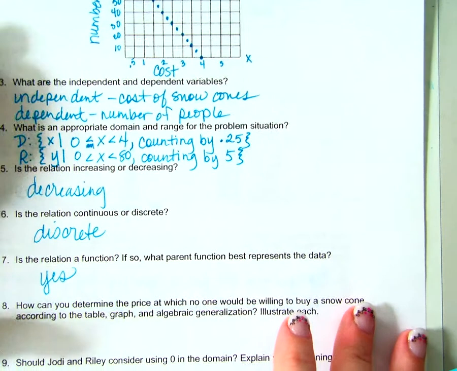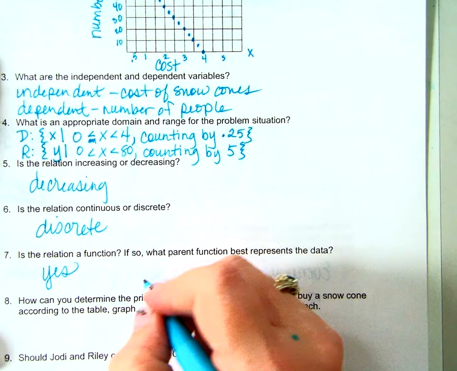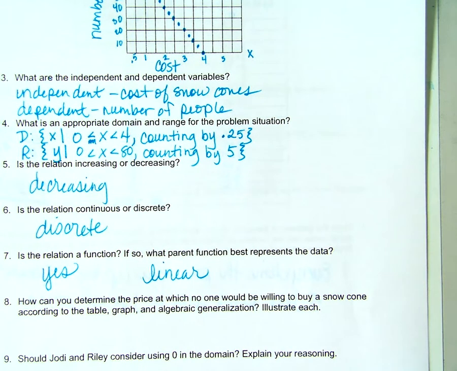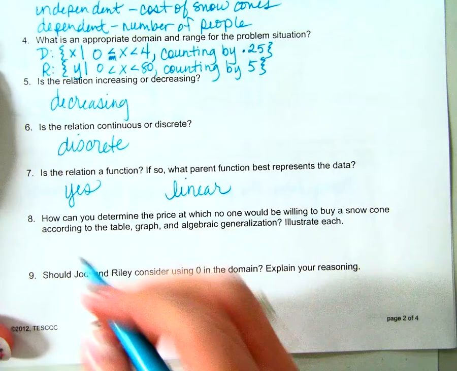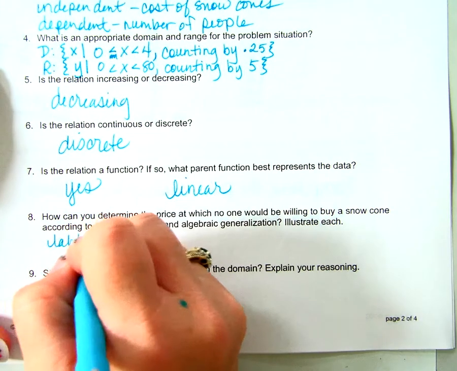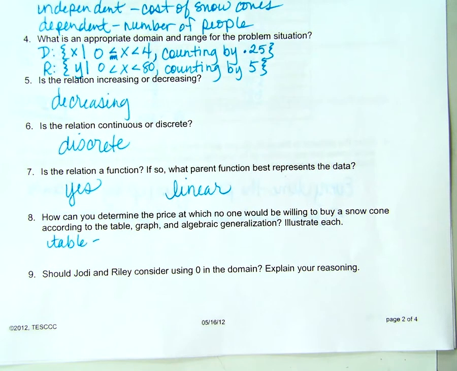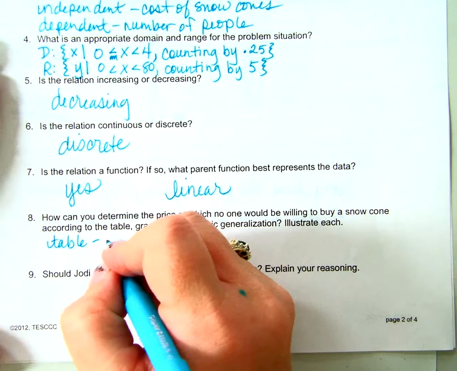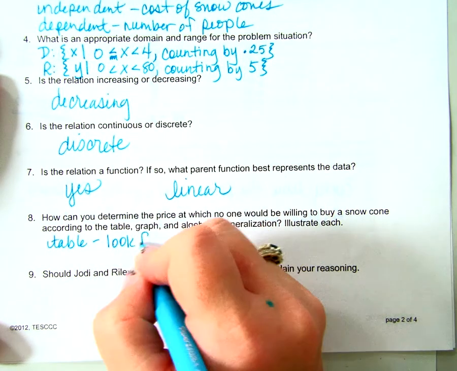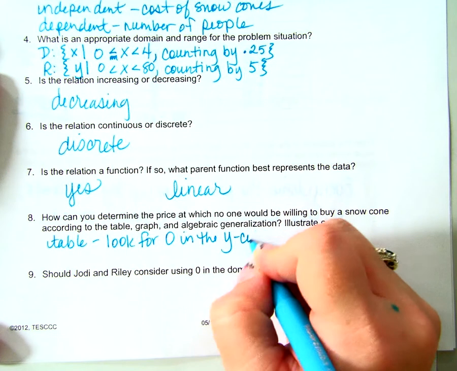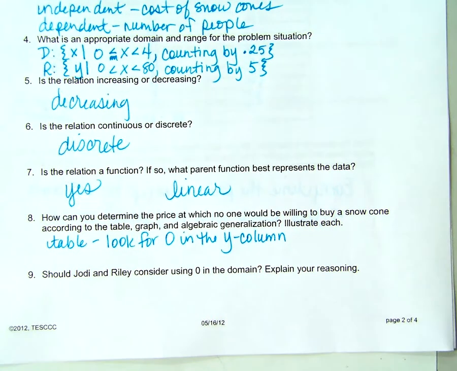What parent function best describes the data? Linear, right? We talked about that just a second ago. Okay? How can you determine the price at which no one would be willing to buy a snow cone according to the table? According to the table, what do you look for in the table? Look for a 0 in the Y column. Very good.